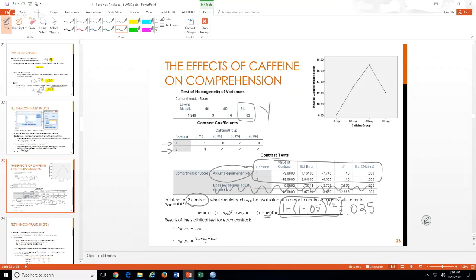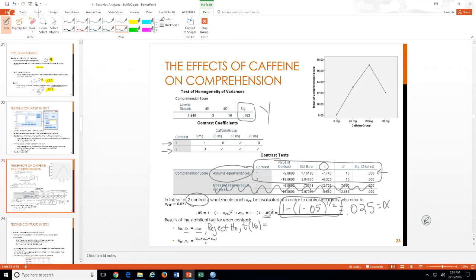So for the first contrast, is the 0 milligram group equal to the 60 milligram group? What does our p-value tell us in relation to our alpha of 0.025? It is different, so we're going to reject the null hypothesis. This is evaluating it like a t-test, because it is like an independent t-test for these 2 groups. So we're using a t test statistic, and what were the degrees of freedom?